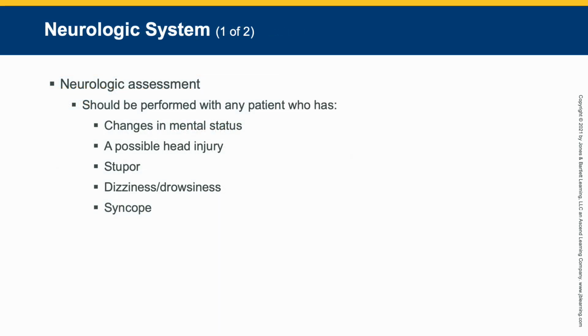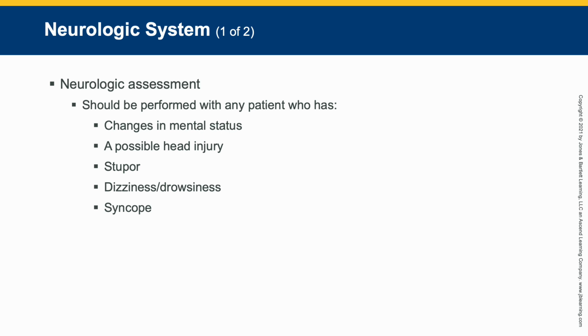Now let's shift into the neurologic system, okay, which plays a critical role in assessing patients with head injuries, stroke symptoms, syncopal episodes, dizziness, and altered level of consciousness. A quick but effective neurological exam includes checking the level of consciousness, orientation, speech, pupil response, and motor and sensory functions. You're going to build on what you learn in the primary assessment, but go deeper here, right?